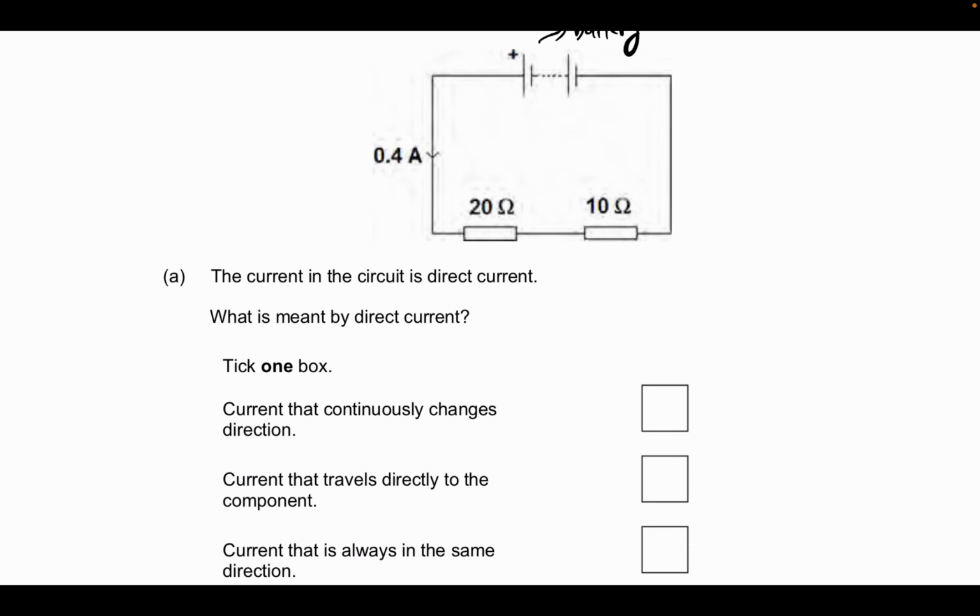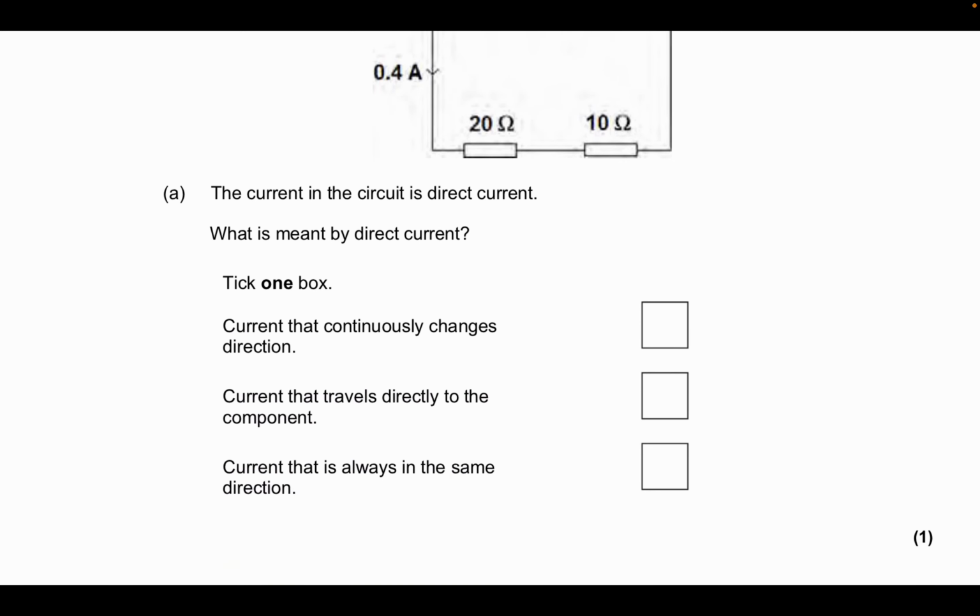Now, what is meant by direct current? Direct current is also known as DC, so if you see DC anywhere, it stands for direct current. It's basically current that is always in the same direction. It just flows in the same direction and is never going to change. Alright, that's for 1 mark.